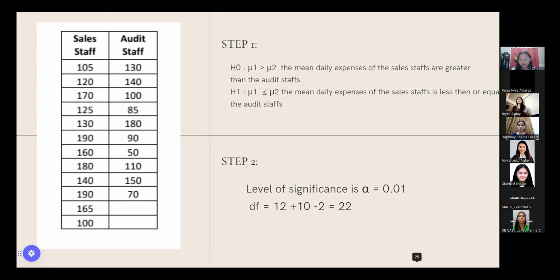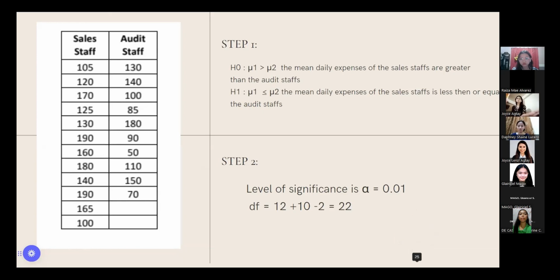Hi, my name is Catherine Di Castro. For step 1, we need to state the hypothesis and identify the claim. Alternative hypothesis: population mean 1 is greater than population mean 2. The mean daily expenses of sales staff are greater than the audit staff. Null hypothesis: population mean 1 is less than or equal to population mean 2. The mean daily expenses of sales staff are less than or equal to the audit staff.